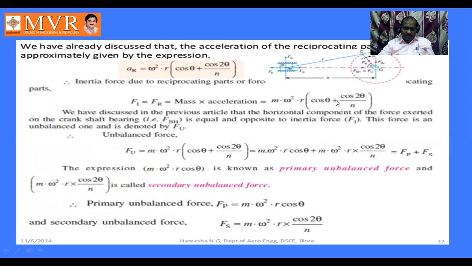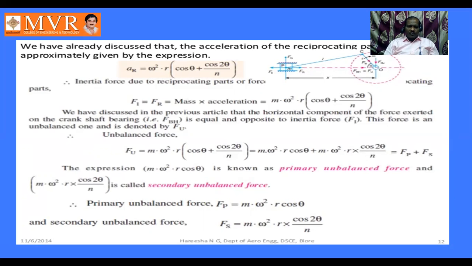M is the mass, R is the crank radius, omega is angular velocity. So the primary unbalanced force Fp is equal to m omega square r cos theta, and the secondary unbalanced force Fs is equal to m omega square r into cos 2 theta by n. So from this slide, we have found 2 points. First one is what is the primary unbalanced force and what is the secondary unbalanced force.